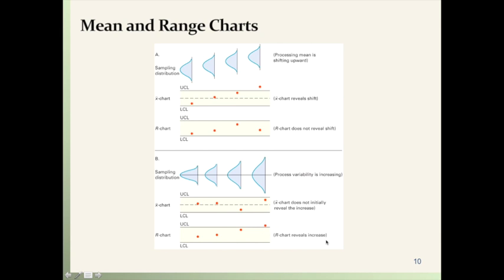So here, this shows the mean charts and the range charts. The mean is the X bar, the range is the R chart. Those two charts have different uses, and what you really want to do is measure both of them so you know whether your mean is going off or whether your distribution is getting wider.